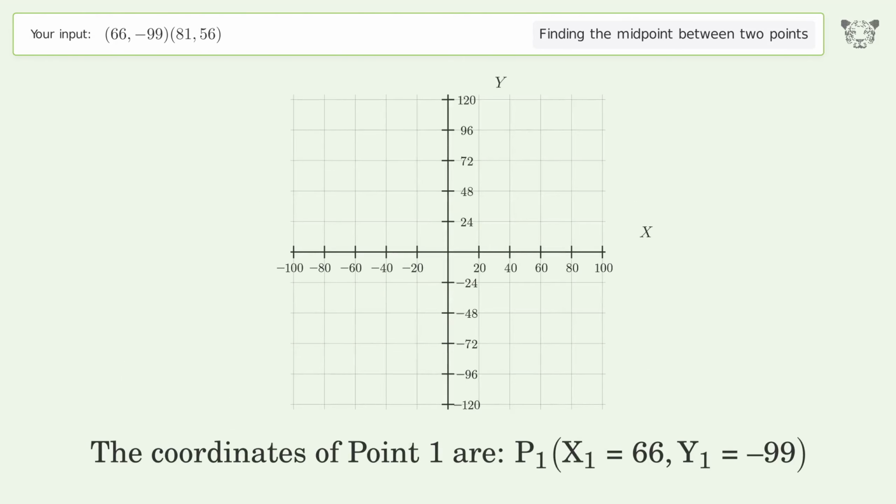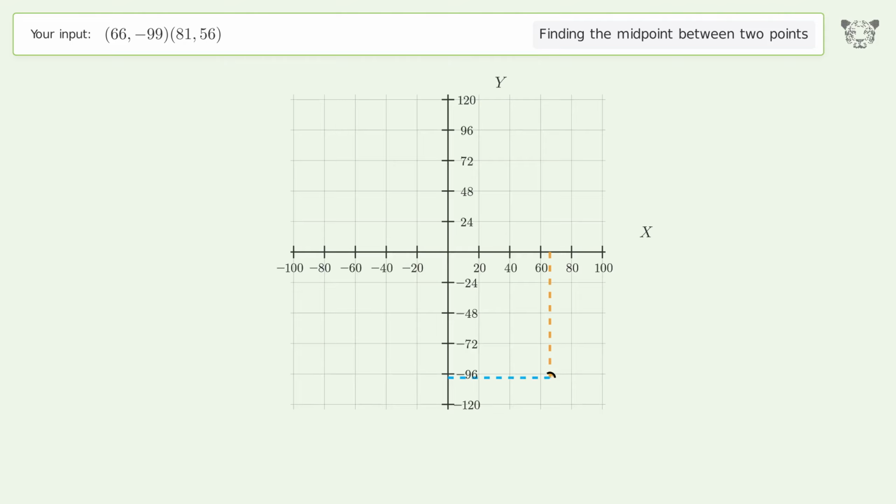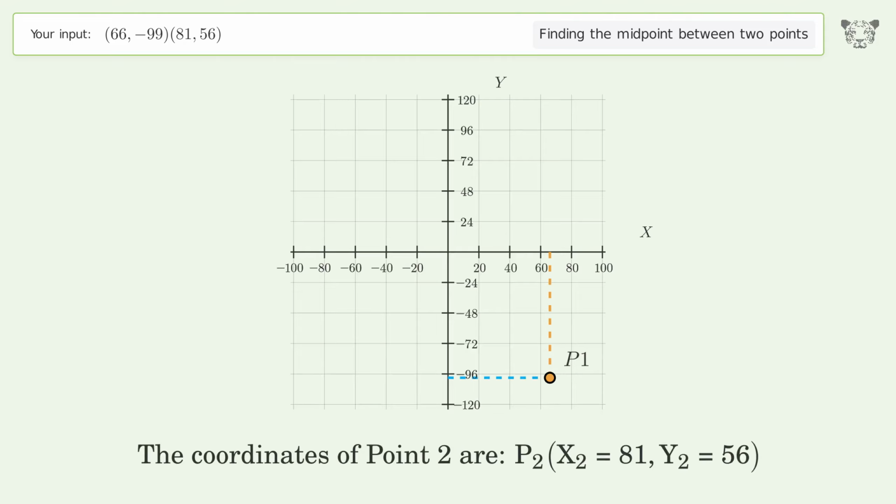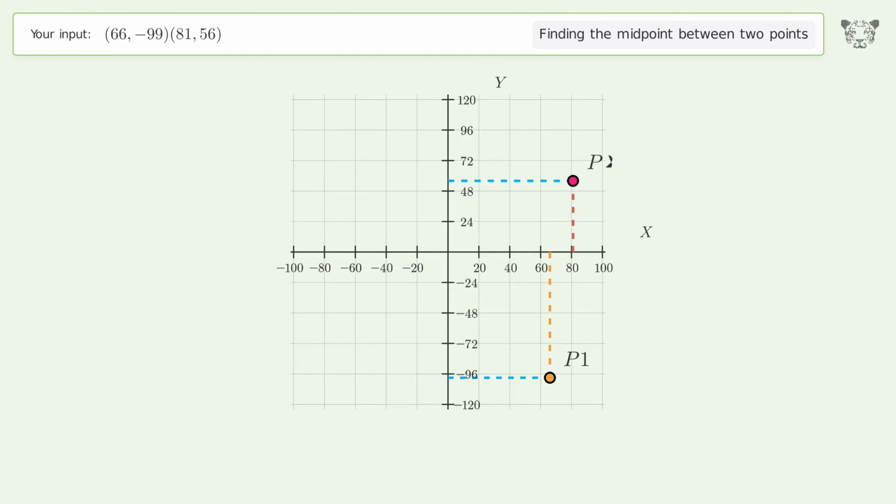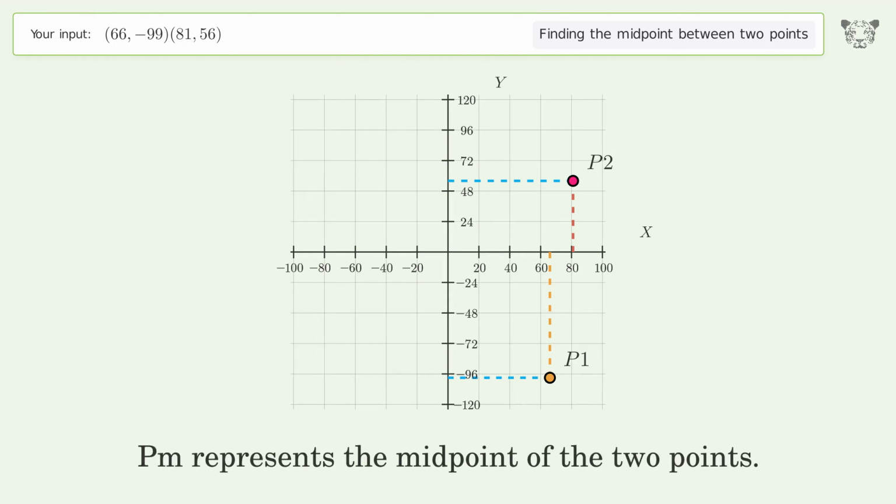The coordinates of point 1 are, x1 equals 66, y1 equals negative 99. The coordinates of point 2 are, x2 equals 81, y2 equals 56. PM represents the midpoint of the 2 points.